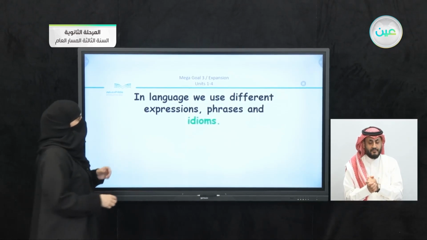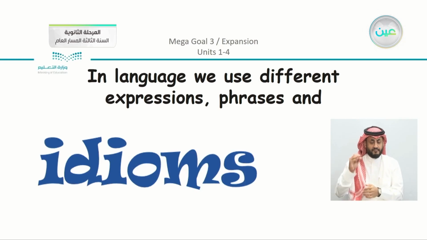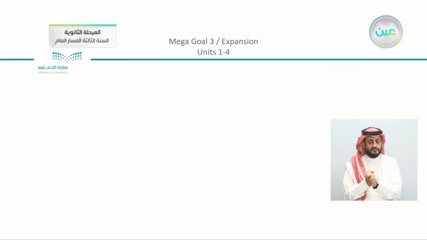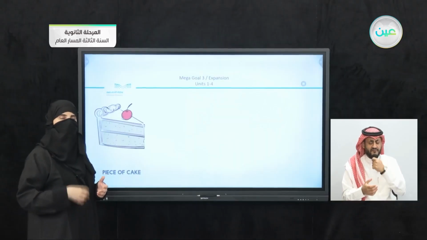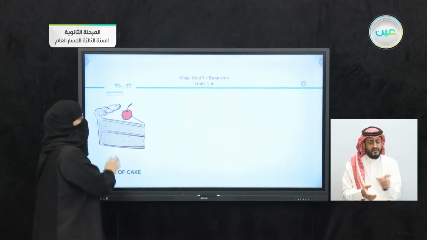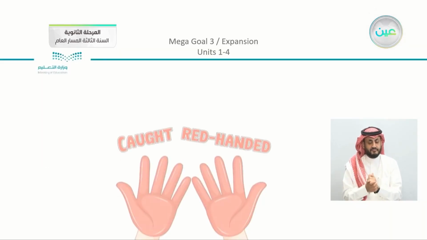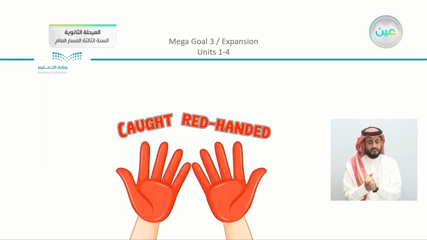Now we have here the word idioms. We are going to just focus on this one. Now, can you give me a meaning? What does this word mean? We have the word idiom, we can say. Like, for example, a piece of cake. Now, when you describe something that it is very easy, you can say it's like a piece of cake. We have also another example here. Caught red-handed. Now, do you think that this means actually that a person's hands are red?